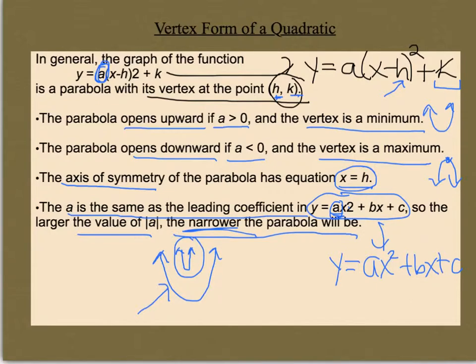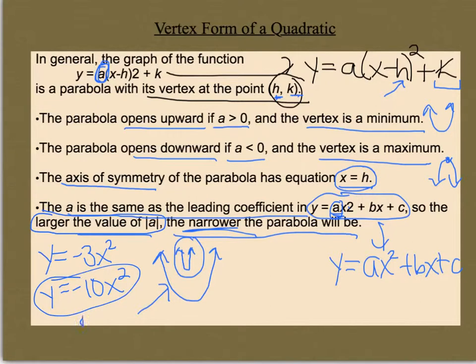And if a is negative, you take the absolute value of that number and compare those a values to determine how wide or how narrow the parabola is. So for instance, if I had negative 3x squared compared to negative 10x squared, the negative 10x squared is going to be narrower, because even though negative 3 is greater than negative 10, you look at the absolute value of your lead coefficient to determine which one is more narrow.